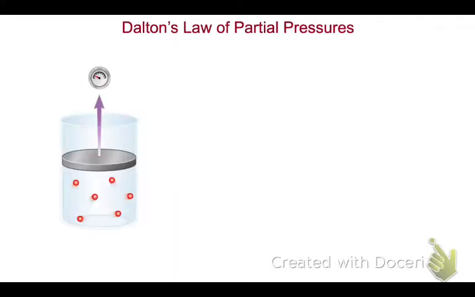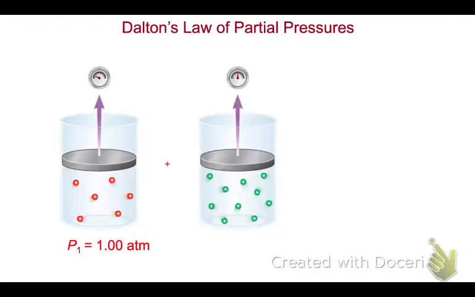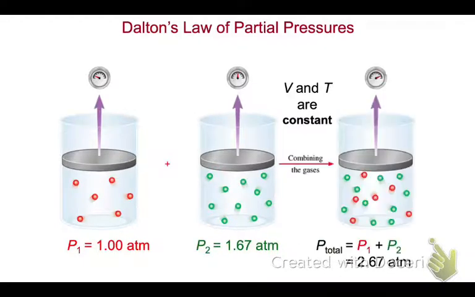So, Dalton pressure here: if I have gas 1 and it has a pressure of 1 atmosphere, and gas 2 alone has a pressure of 1.67 atmosphere, if I combine them and I keep volume and temperature constant, then the total pressure will be adding them together, and that will be 2.67 atmosphere.